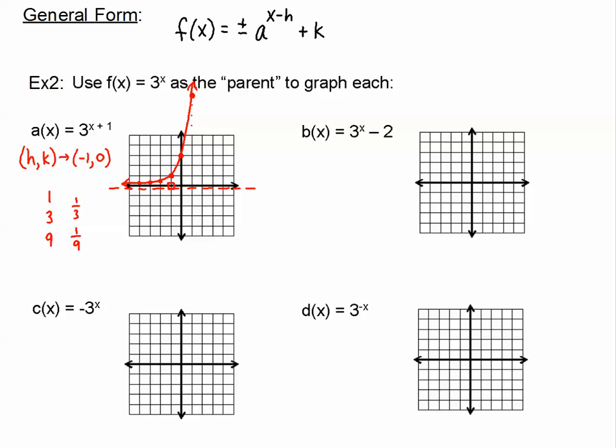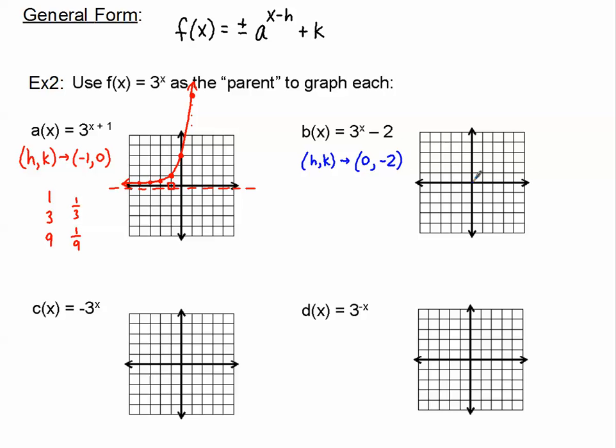Let's look at b of x. Same thing, I'd like to find h and k first. H this time is just a 0 since I don't see anything added or subtracted in my exponent. So h must be 0, and this number that's being subtracted now must be k. So 0, negative 2.